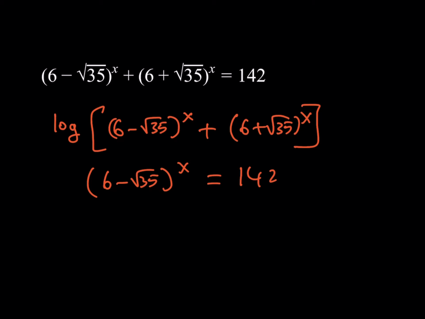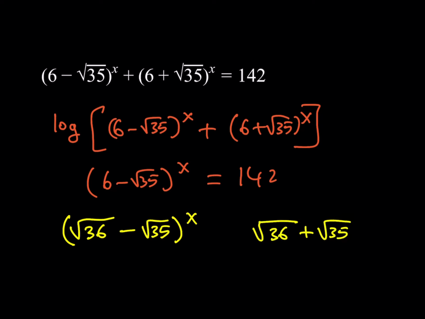So what's the idea? The idea is to notice that there's some relationship between the bases here. And what is that relationship? Well, if you look at the bases carefully, one of them is 6 minus root 35 and the other one is 6 plus root 35. This will become more clear if you write the 6 as a radical. If you write down the 6 as the square root of 36, then hopefully this will become more clear. Now you have this expression and you have this expression.